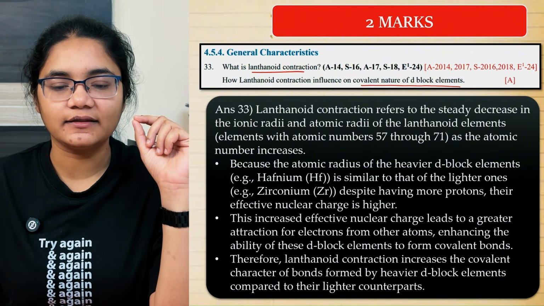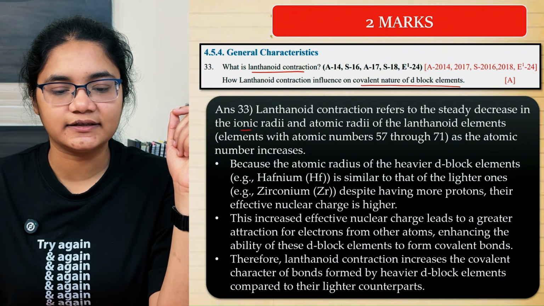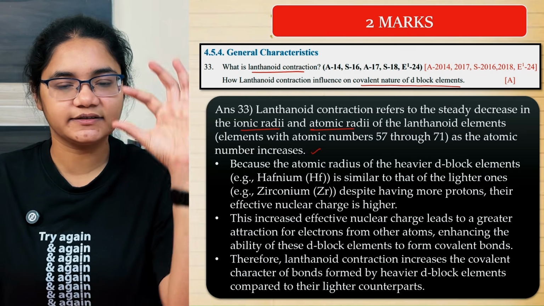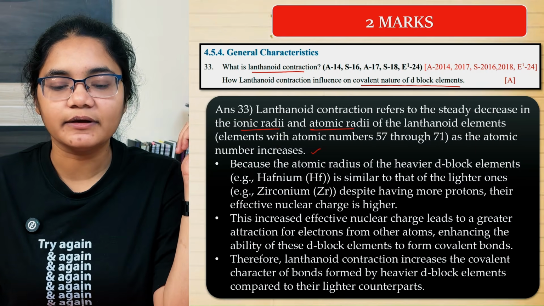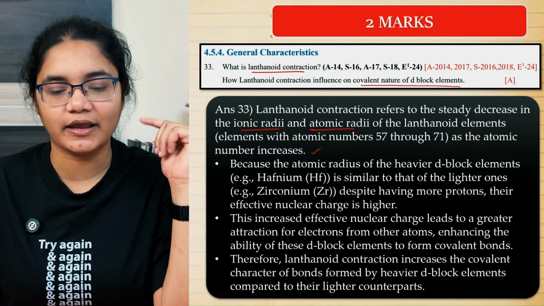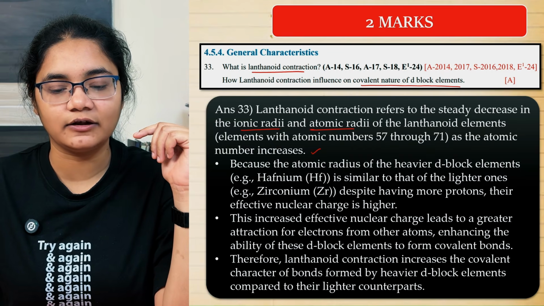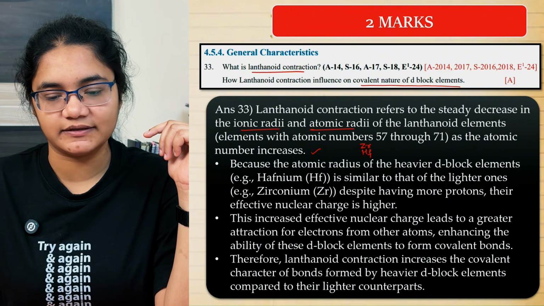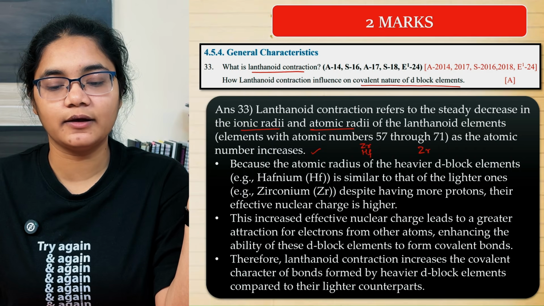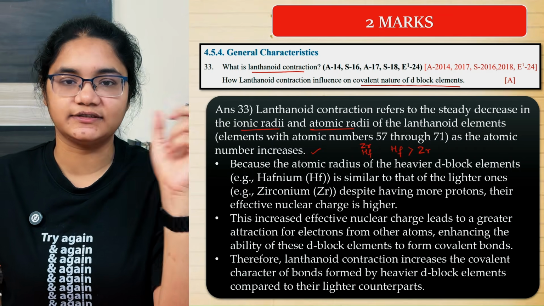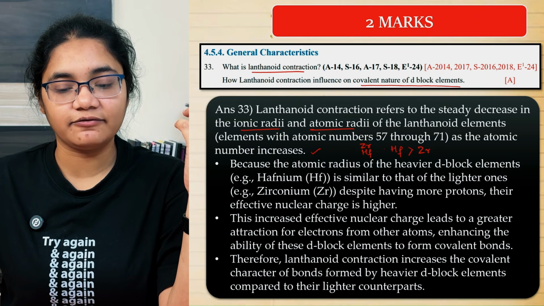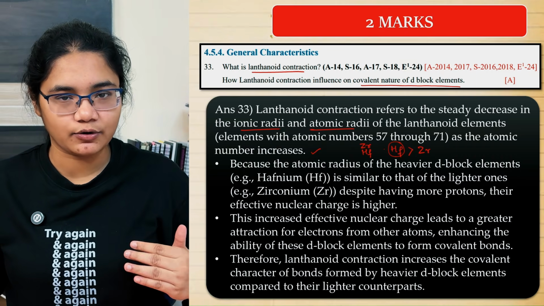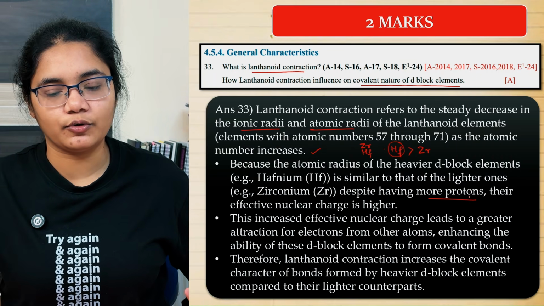So understand here. What is Lanthanoid contraction? It refers to the steady decrease in the ionic and atomic radii of the lanthanoid elements as the atomic number increases. This is what Lanthanoid contraction is. Now what happens? The atomic radius of the heavier D block elements is similar to that of the lighter one, zirconium. So if you see, zirconium is there and then hafnium is there, right? And we should expect that hafnium size should be more than zirconium. But hafnium definitely has more protons, yet its size is similar to zirconium because of Lanthanoid contraction. So despite having more protons, their size is small.